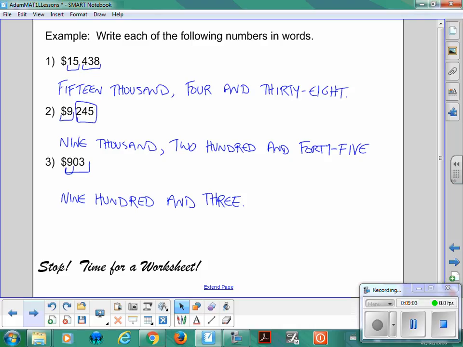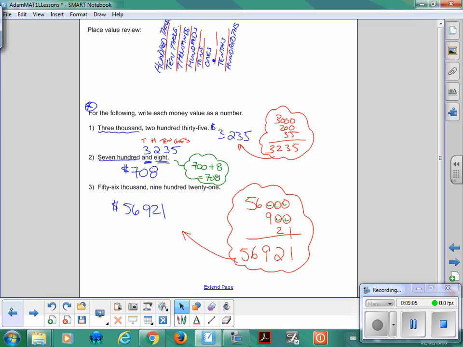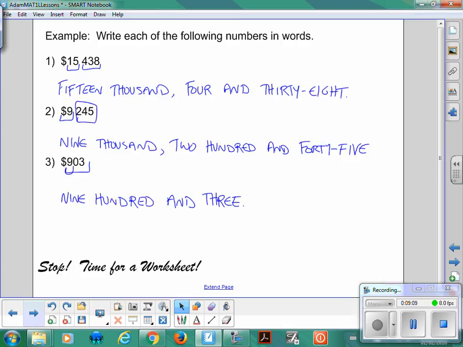All right, so the worksheet, you're going to be doing translating words to numbers, and then you're going to be working on translating numbers to words, and that's stage 1, and we'll finish up the last part of this lesson after you get that worksheet checked by the teacher. So we'll talk to you in a couple minutes.